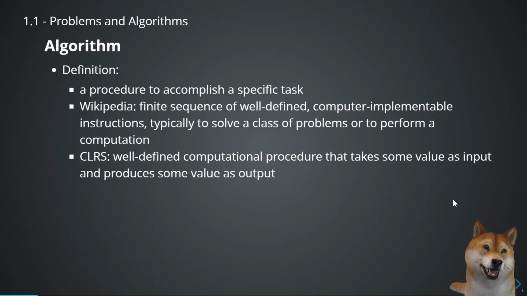What is the definition of an algorithm? I got some definitions there from the textbook and from Wikipedia. The simplest one there says that an algorithm is a procedure, a series of steps that you take to accomplish a specific task. Wikipedia is a bit more wordy, but pretty much says the same thing, right? Just a bunch of instructions that lets you do something.